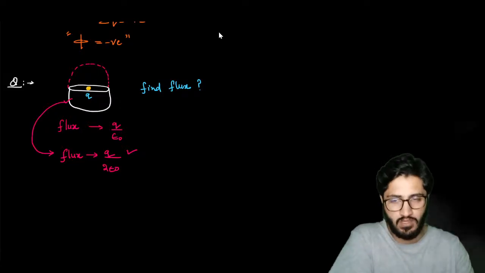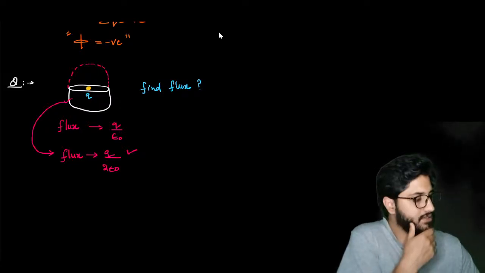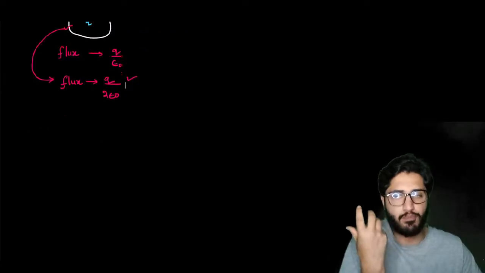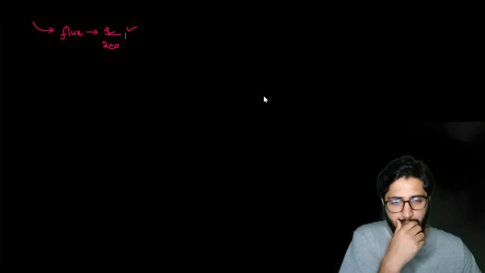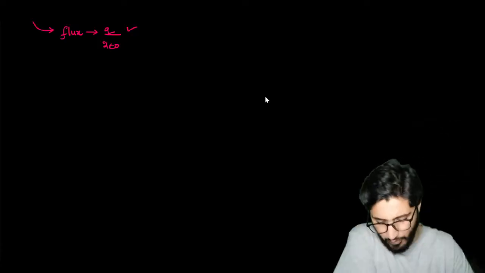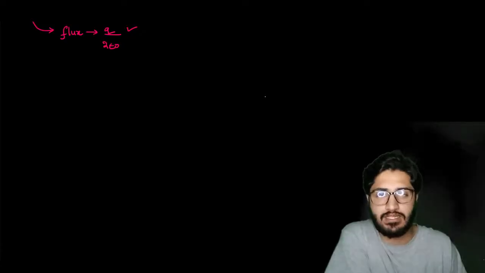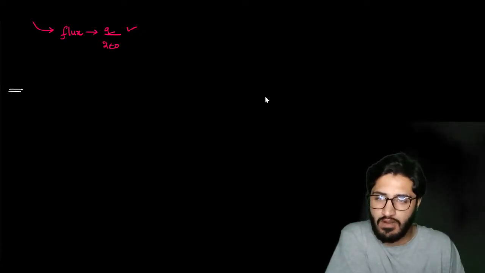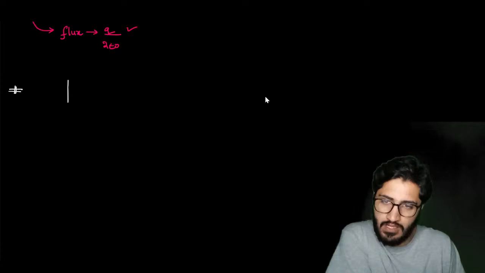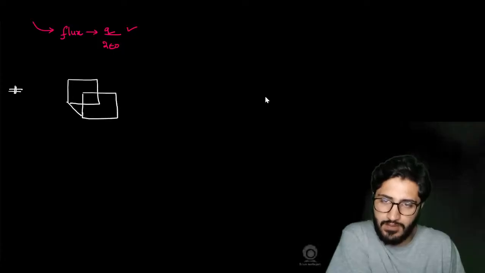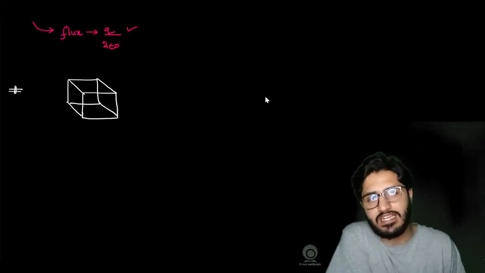Okay, so this is how we can do it. Let us do one more, the most important case of flux, that is the cube. Look now, I am making a cube. A cube is a closed 3D structure with 6 sides, and my charged particle is inside.